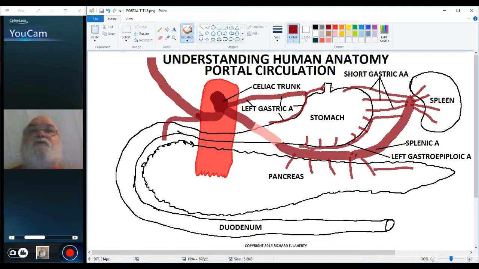The gastroduodenal artery gives off several other branches, one running along the lesser curvature that comes to meet the left gastric artery. That would be the right gastric artery. So let me get some labels in here before it gets too confusing.